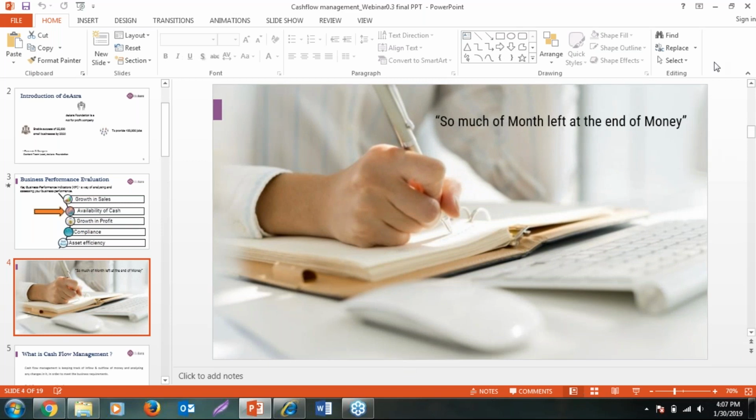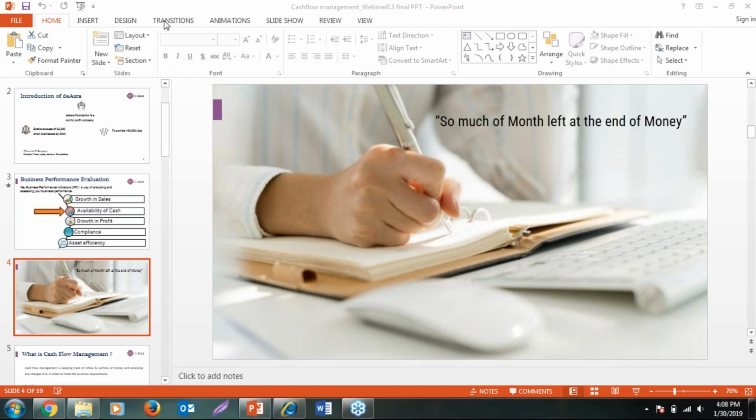So there is a phrase here, if you can see: "so much of the month left at the end of money." So what does this mean? Can anybody just think about this phrase? What is happening here? So much of the month left at the end of money.